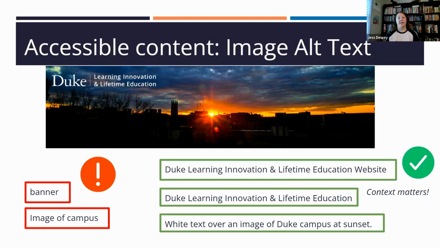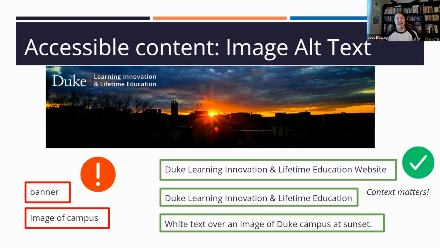You'll see a couple of examples on the right-hand side in green, but what I want to focus on here is how context really matters when you're writing alt text. So for example, if I have this image pasted somewhere and I'm just using it as a link to a website, then my alt text should say Duke Learning Innovation and Lifetime Education website. So we know where that's navigating.